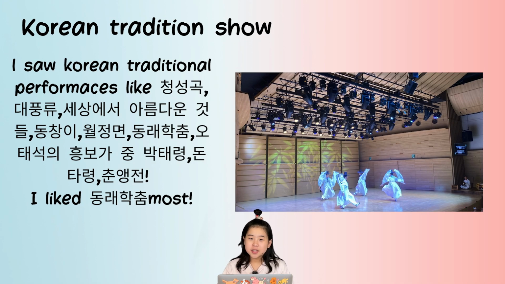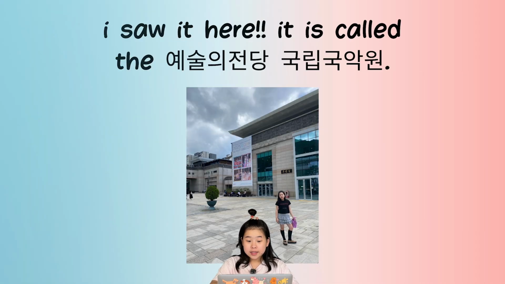Now next, let me tell you about the Korean traditional show. This Korean traditional show that I saw had performances like 청송곡, 대풍류, 세상에서 아름다운 것들, 동창이, 월장면, 동네학춤, 오태석의 흥보가 중 박태령, 동타령, 춘행전, but I like 동네학춤 most. So 동네학춤 was this performance right over here. It was 4 people dancing like the Saja Boys from K-pop Demon Hunters. And I saw it in here. 예술의 전당 국립국악원.